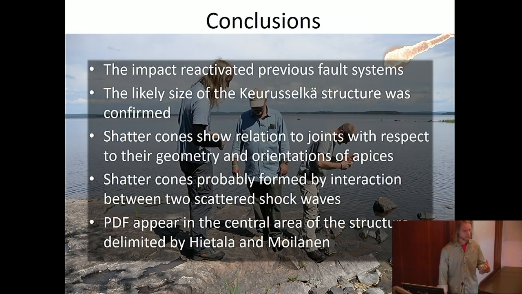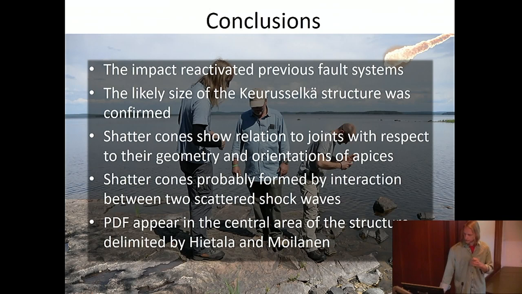This gave a lot of planar-shaped heterogeneities that caused a lot of scattering of the primary shock wave. So what I think happened was that a lot of the scattered waves overlapped and created shatter cones. So the shatter cones formed in relation not to the main shock wave, but in relation to several scattered waves, which is why they are oriented towards the joints.